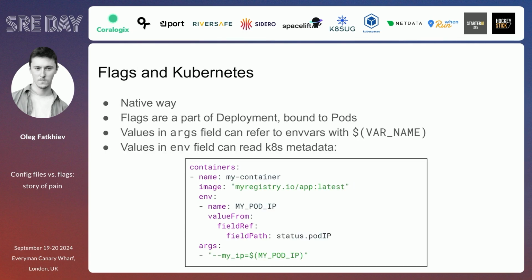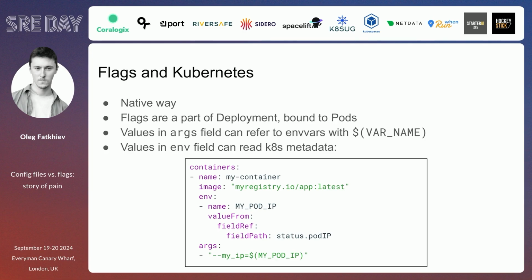What about flags in Kubernetes? It's a native way, and Kubernetes uses them all the time. It's part of the deployment, and it's just bound to pods, right? So every time you change your flags or envvars, the deployment will see that you made a change. It will progressively roll out the new versions of the pod. It will progressively downscale the older ones.